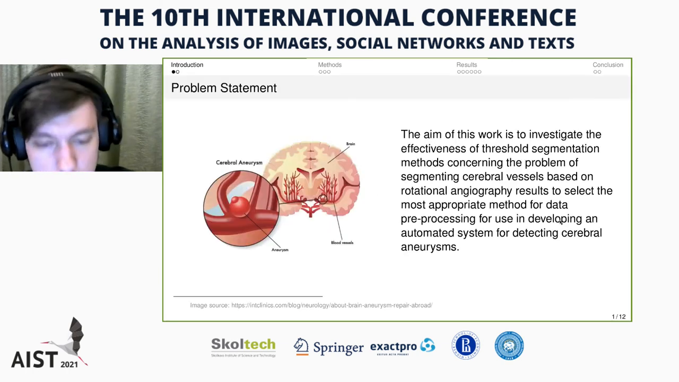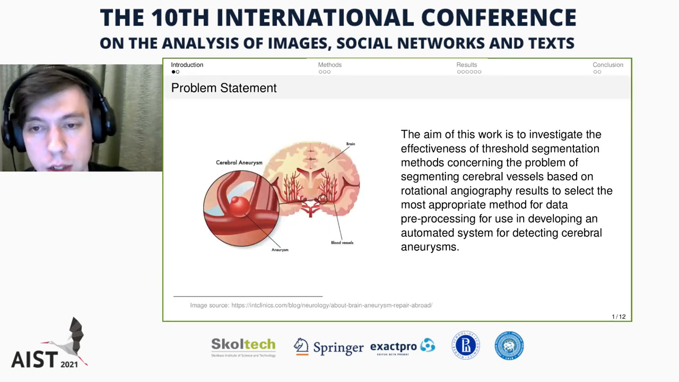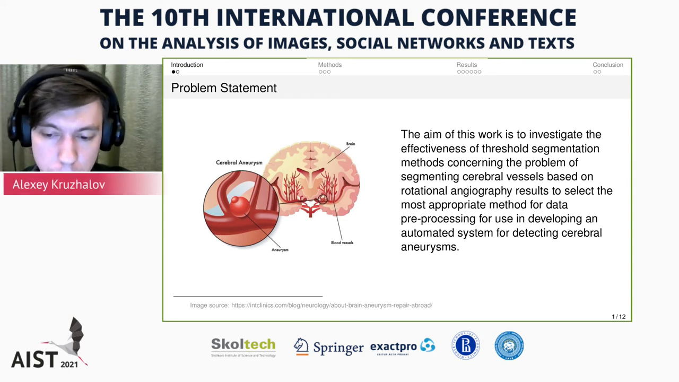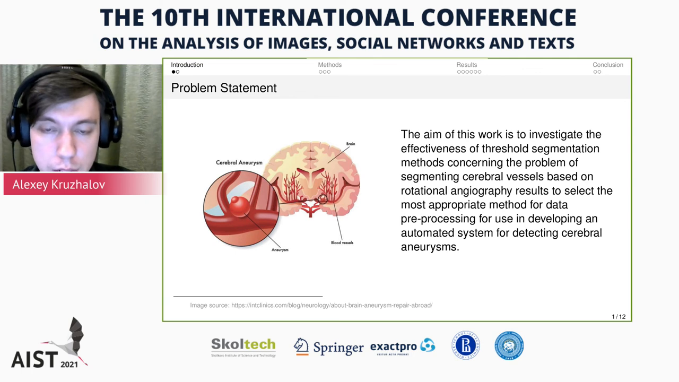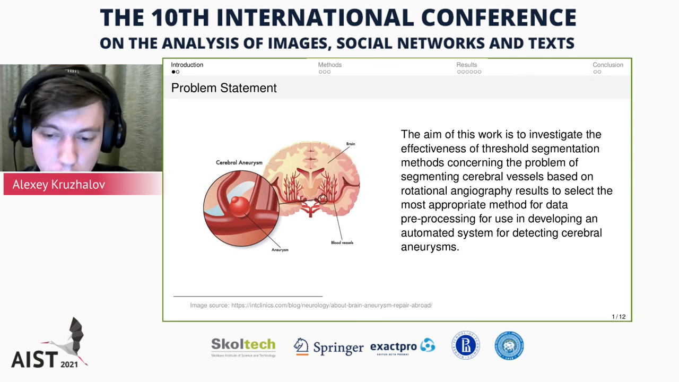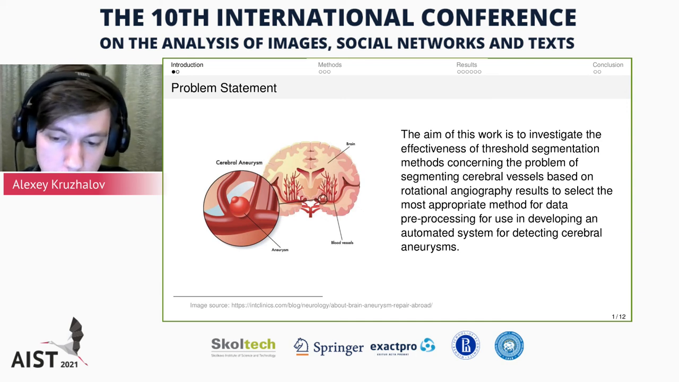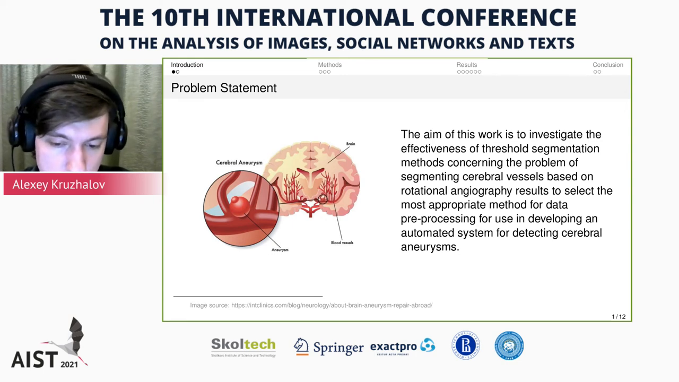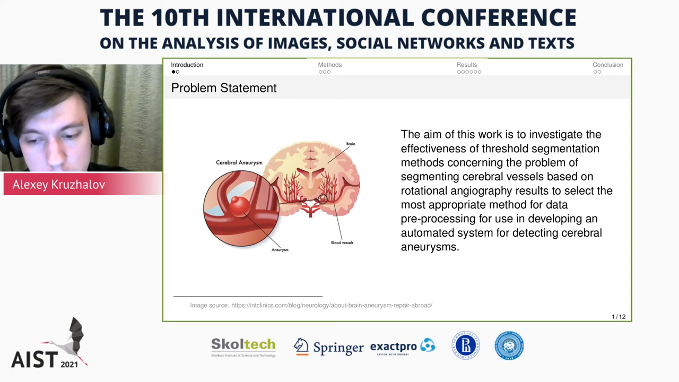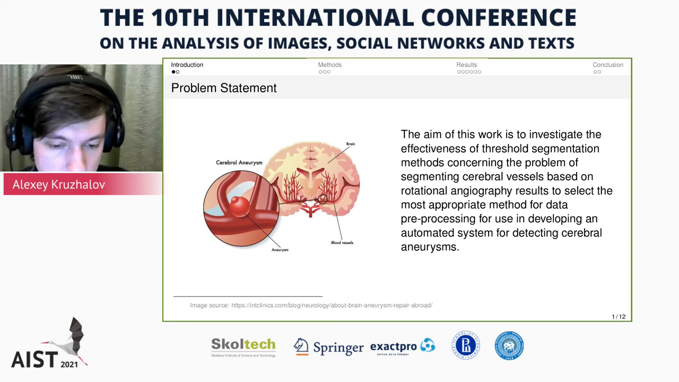One of the contemporary tasks of computer vision today is the development of algorithms for cerebral aneurysm recognition. This task is mainly solved by means of artificial neural networks, and the training result essentially depends on the data preprocessing. An important stage of the data preprocessing for this task is segmentation of cerebral vessels, as the structure of the vascular tree is an informative characteristic of an image for aneurysm recognition.